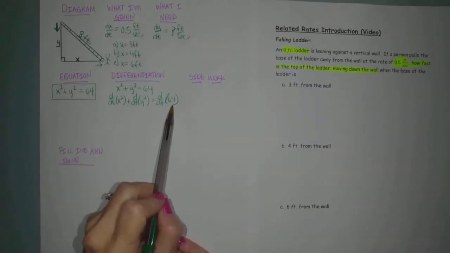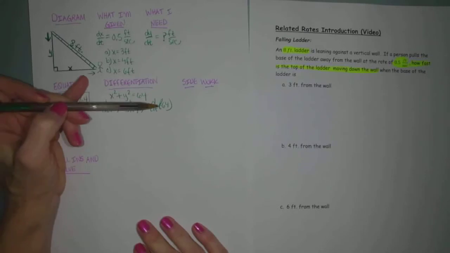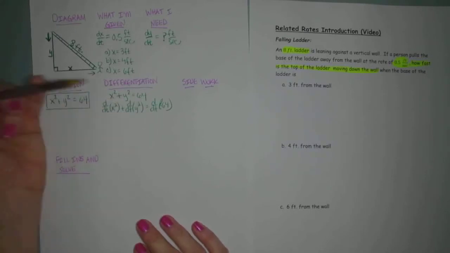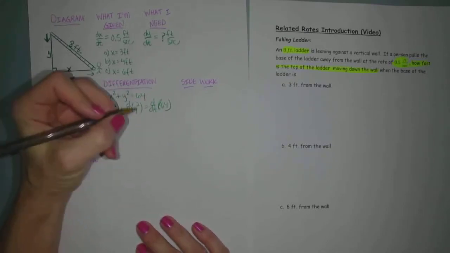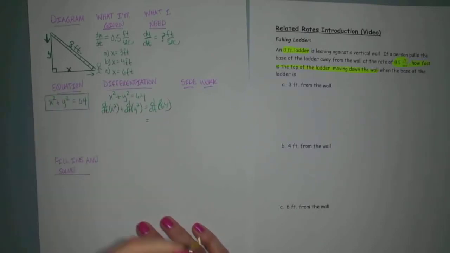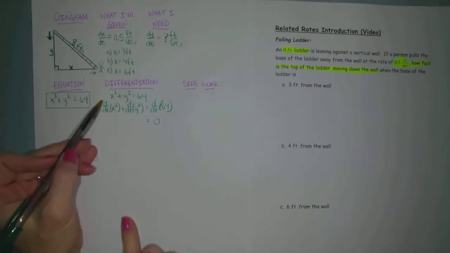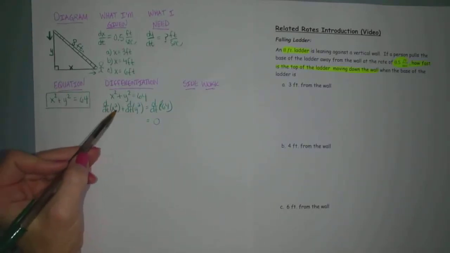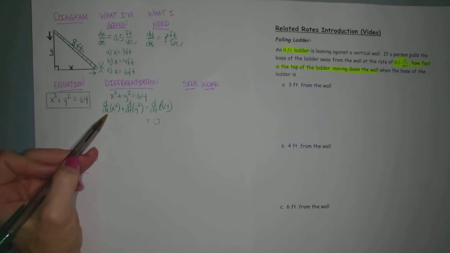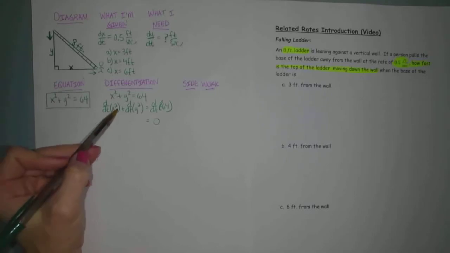I can do the 64. You can differentiate a constant with respect to whatever variable you like, since there's no variable with a constant, and so that's simply 0. These two are going to prove more difficult. How will I differentiate x squared with respect to t? Like, I can't do that.